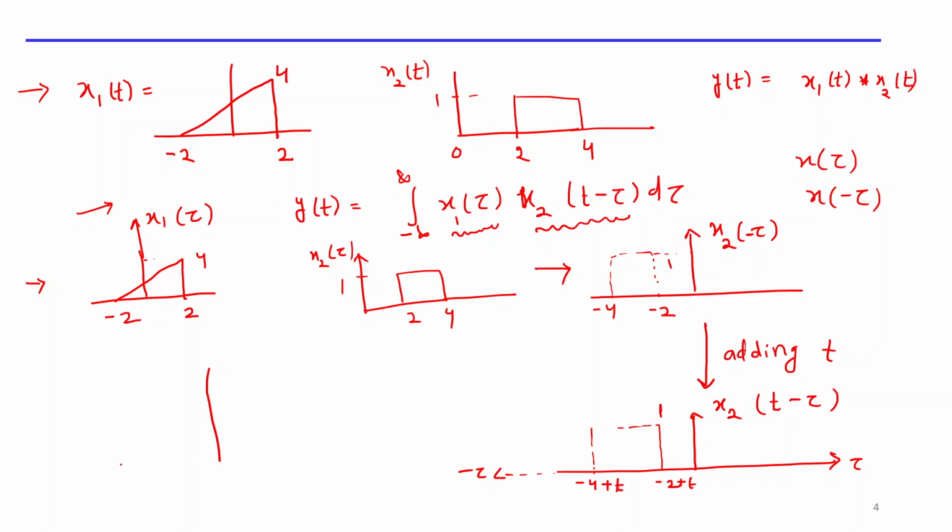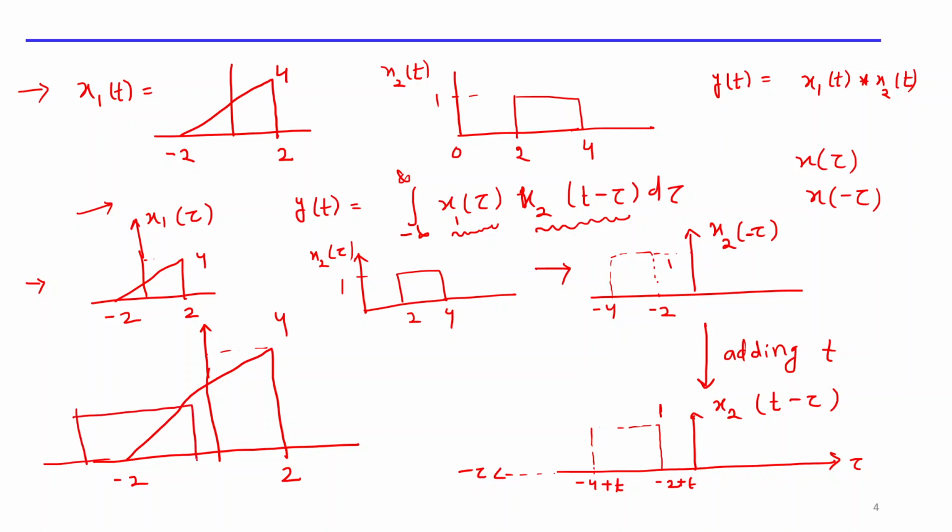What is the common portion? Let's say this one is -2 to 2, and the amplitude is 4, whatever is given. And here, on another plane to the left-hand side, let's say this signal has height 1, and its limits are -4 plus t and -2 plus t. Now whatever the common region is coming here, this one is the common region in this case.